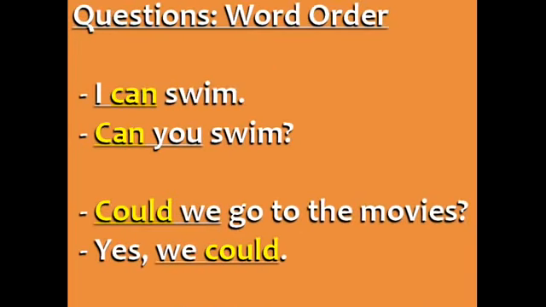When asking a question using a modal helping verb, the word order changes. I can swim is the statement. But when asking a question, the modal verb comes before the subject. Can you swim? Here's an example with could. Could we go to the movies? The modal verb could comes before the subject we, and in the answer, it's reversed.